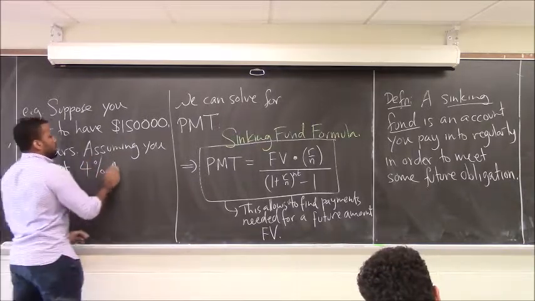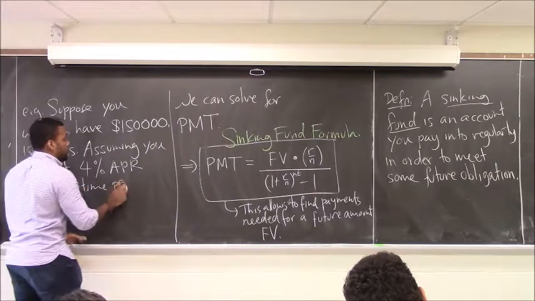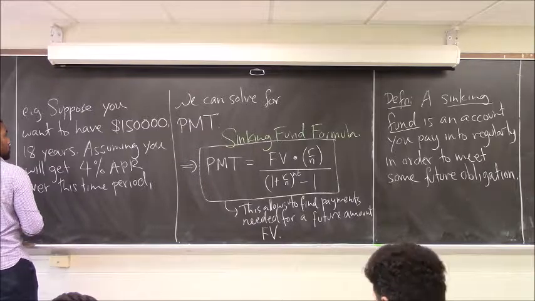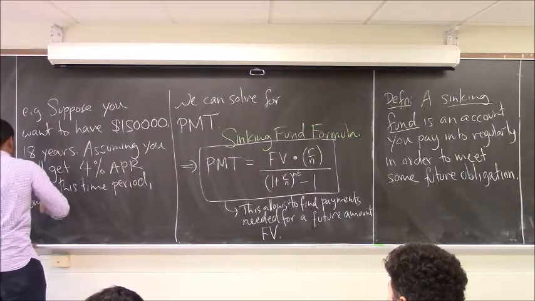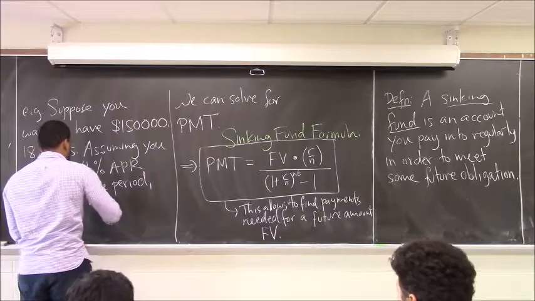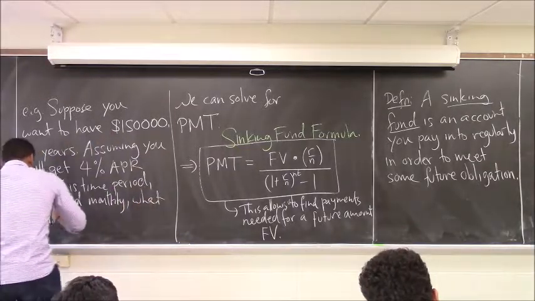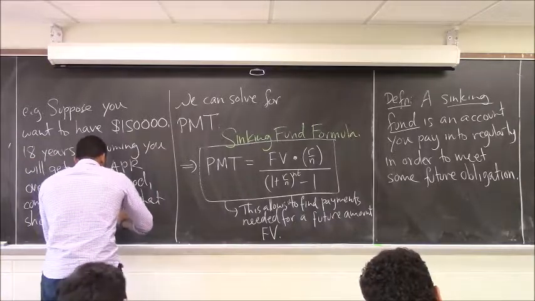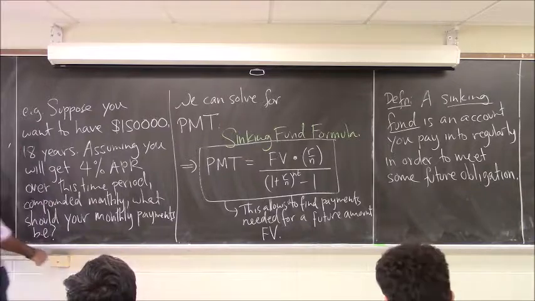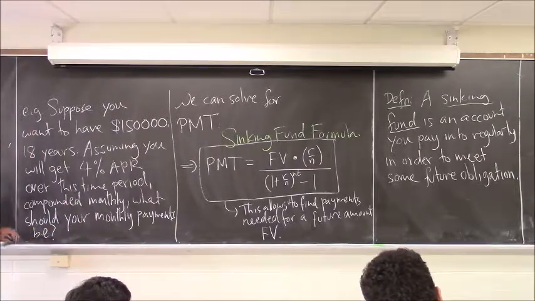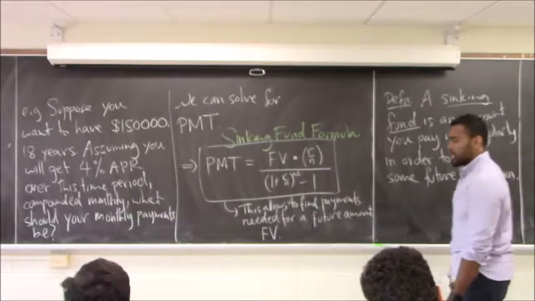Let's assume the 4% APR again, compounded monthly. What should your monthly payments be? This is a nice formula that helps you figure out what payments or installments you need in order to meet some future obligation. Just decide, I want to have this much money this far from now. What do I need to start paying now in order to make that happen?